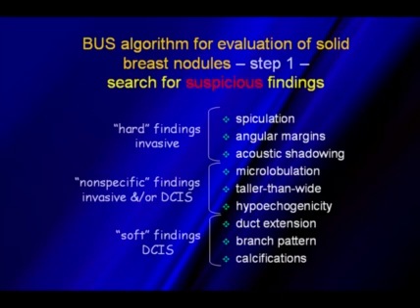These are the different things that we will talk about. Features of breast cancer. We can look at spiculation, angular margins, and acoustic shadowing. These are what I call hard findings. They tend to go along with an invasive process. More nonspecific findings, in other words, can go along with either invasion or DCIS, are microlobulation, taller than wide, and looking at the echogenicity of the lesion. We compare all lesions in the breast to fat. So if I say a lesion is hypoechoic, that means it is darker than fat. More soft findings that tend to go with DCIS are things such as duct extension, branch pattern, and calcifications.